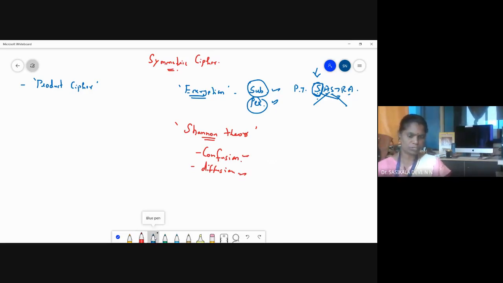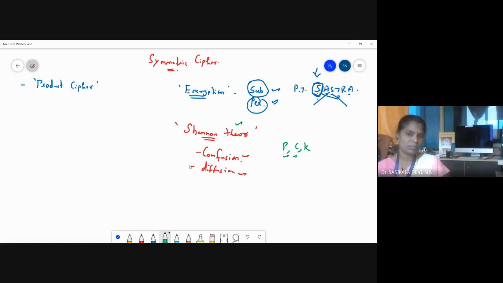If you take any crypto system, there are 3 elements required. What are those? Plain text, ciphertext, and key. Okay. So the Shannon theory is a design aspect for encryption decryption algorithm. Plain text is input, ciphertext is output, K is an additional trap or secrecy. The decryption process, plain text is output, ciphertext is input.